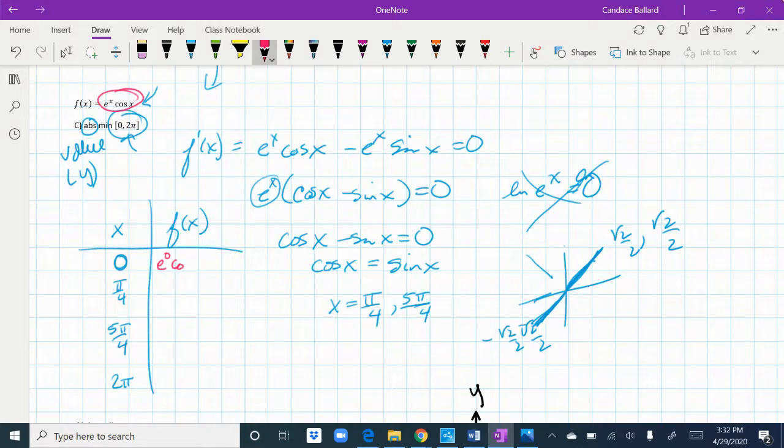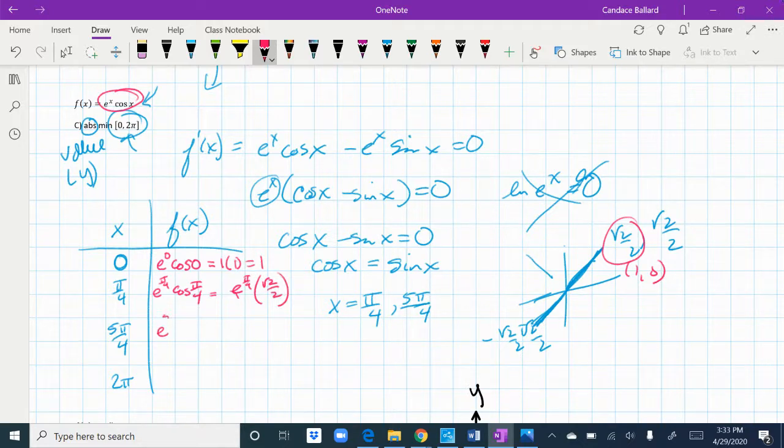So I've got e to the 0 cosine of 0. Well, e to the 0 is 1, and we know that cosine of 0 is also 1, so this is 1. And again, that's good old unit circle. Then I've got e to the pi over 4 cosine of pi over 4. I know that cosine of pi over 4 is square root of 2 over 2. So e to the pi over 4 times square root of 2 over 2.